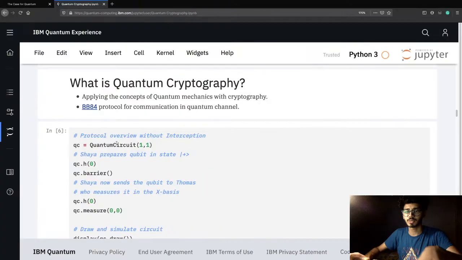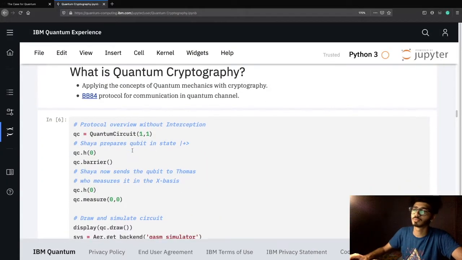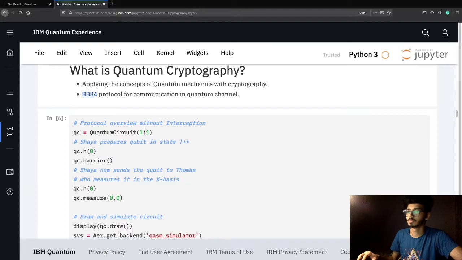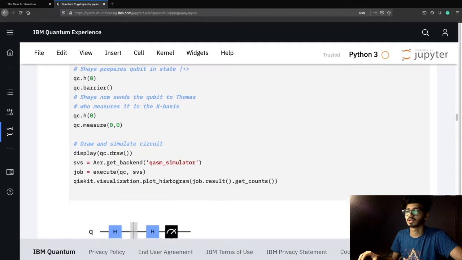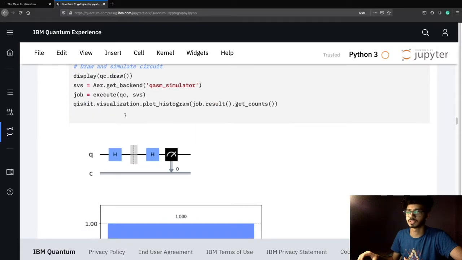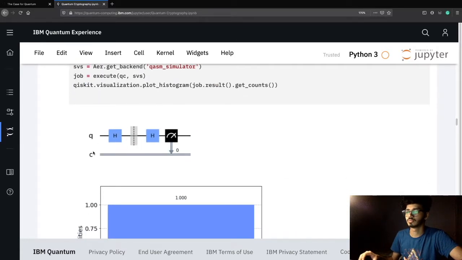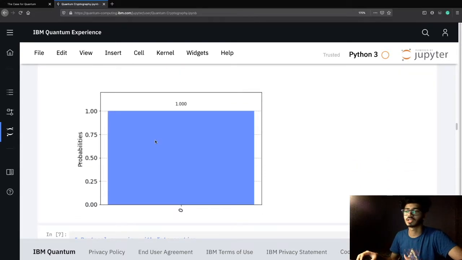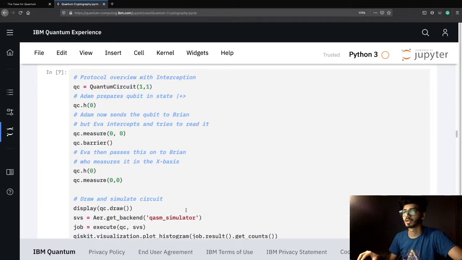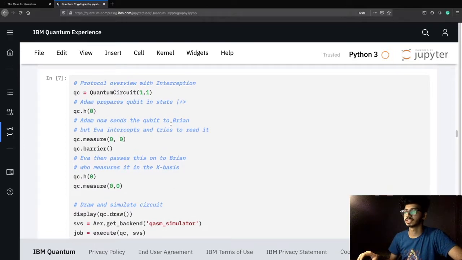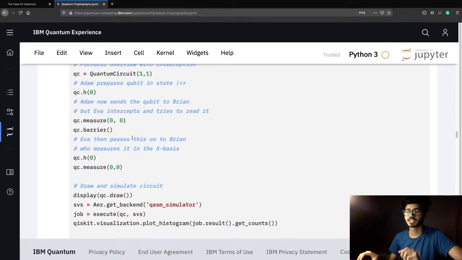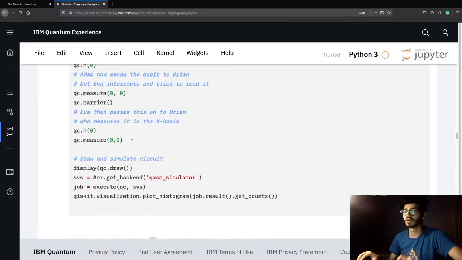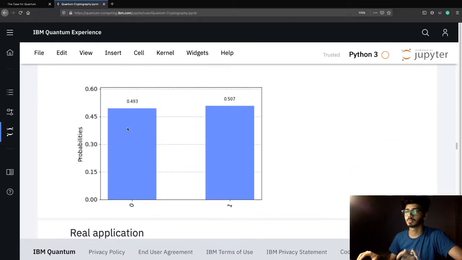Well, going back to our example, here is the BB84 protocol described. We defined a single qubit and a classical bit with the H gate and the barrier. This is without interception involved. Here, we can see the circuit diagram and the probability of getting the correct result is maximum. With interception, now Adam sends the qubit to Brian, but Eva interrupts it and measures the qubits, which basically changes the states involved, and we get the probability of being misinterpreted.